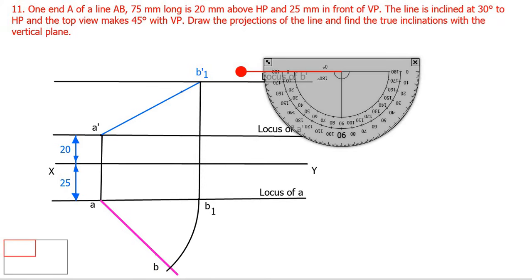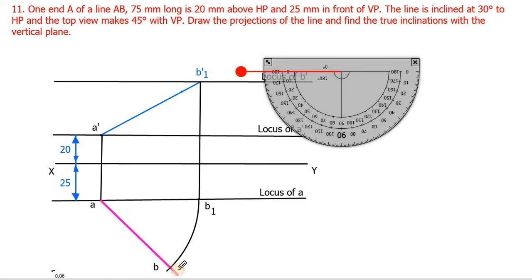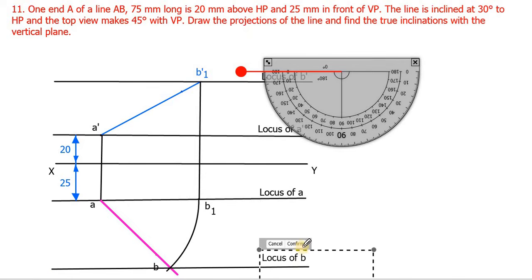So this is B. We can draw the locus line from B. That will be the locus of B. So draw the line crossing B point. So this will be locus of B. So that's all. We have almost finished the problem. Only two more steps are there to find true inclination with VP.